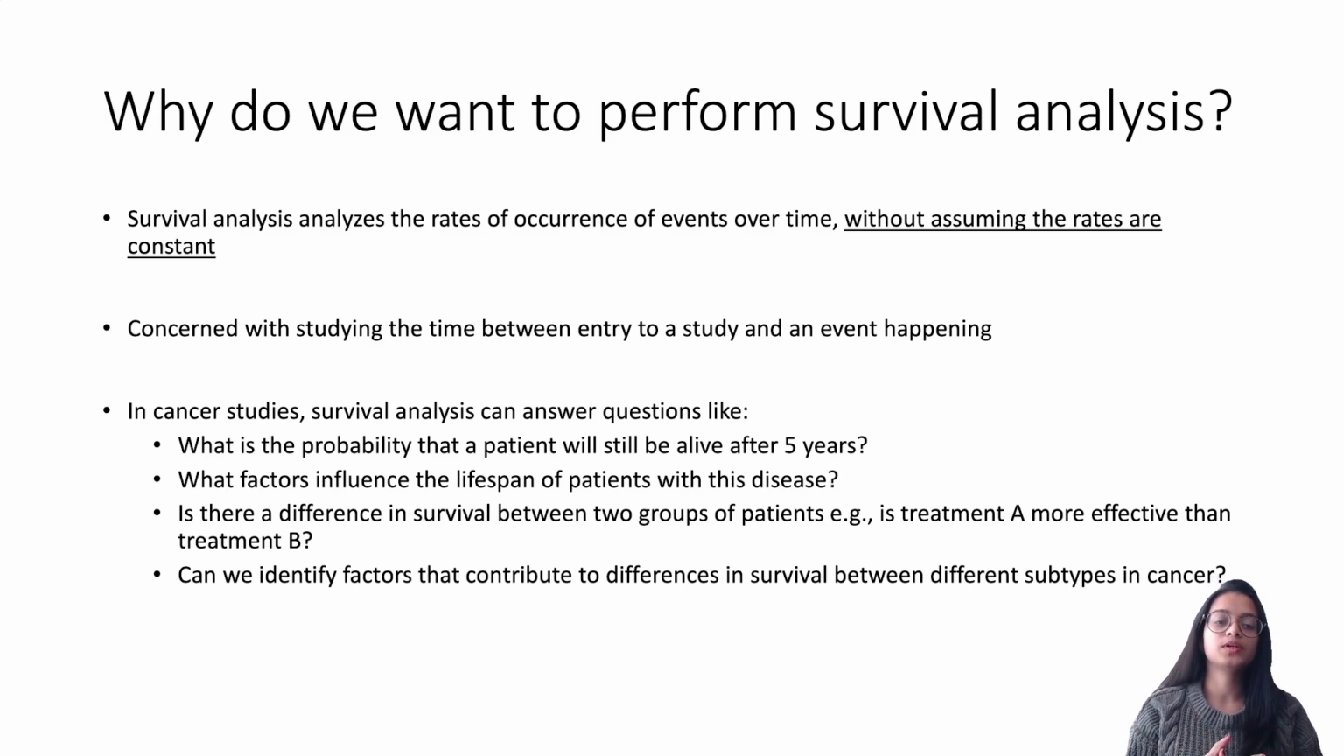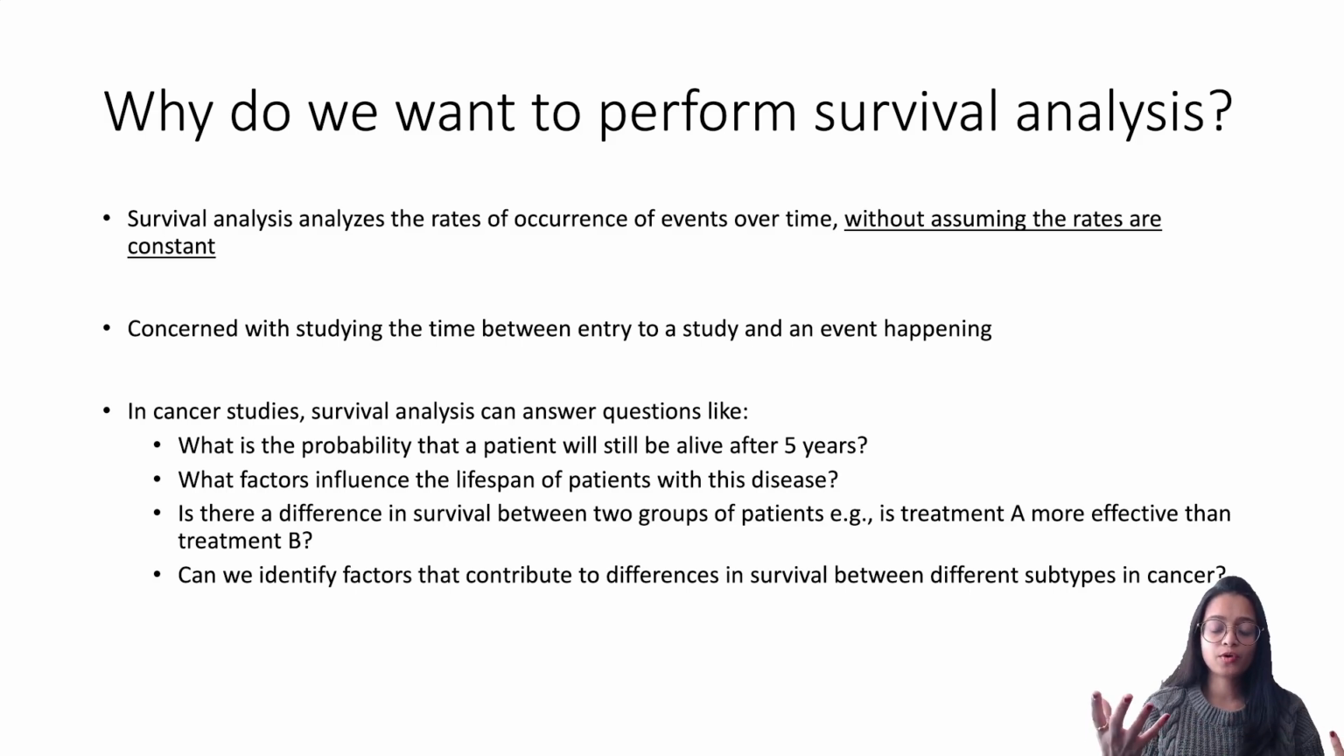So in bioinformatics, when we are picking an analysis, it should help us answer the question that we are asking. So the kinds of questions we might ask are: what is the probability that a patient will still be alive after 5 years, or what factors influence the lifespan of patients with a particular disease that we are studying? Is there a difference between survival probabilities between two groups of patients who have been treated differently?